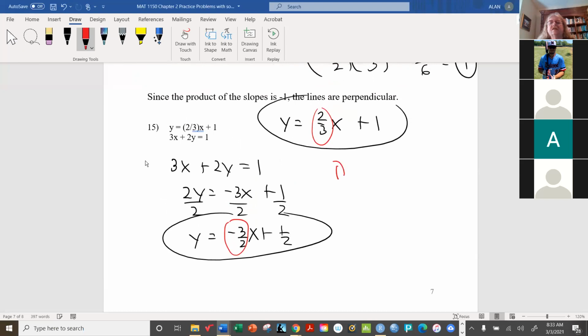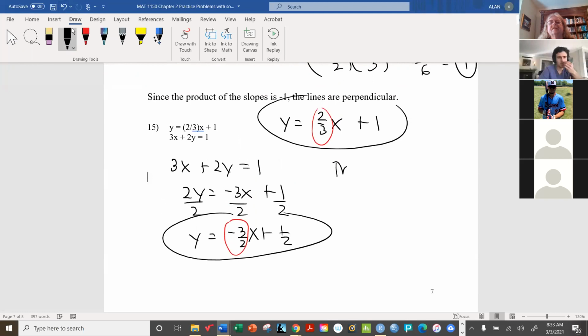Hey, Professor, I just got a quick question. Sure, go ahead. I get that if the product of the slopes is -1, it's perpendicular, but does the y-intercept, is that anything that we should consider here?